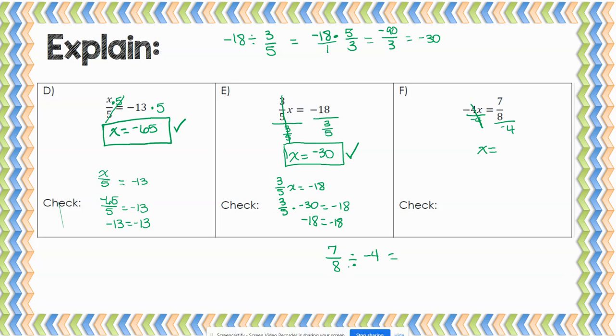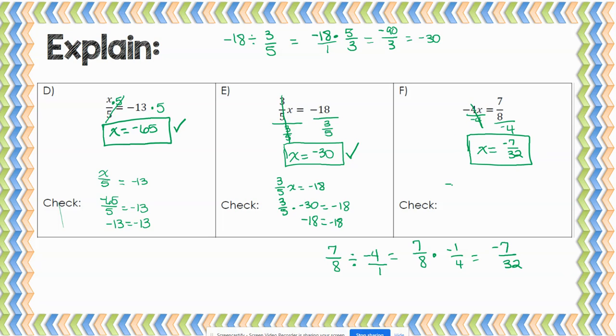Again, I would multiply by the reciprocal, so 7/8 would stay the same, and I would multiply it by the reciprocal of negative 4. Well, if I have to flip negative 4, I have to remember that there's technically a 1 under a whole number. So when I flip it, it becomes negative 1/4. Then I can multiply straight across. 7 times negative 1 is negative 7, and 8 times 4 is 32. So that means x is equal to negative 7 over 32.